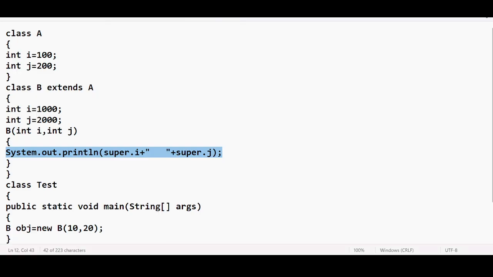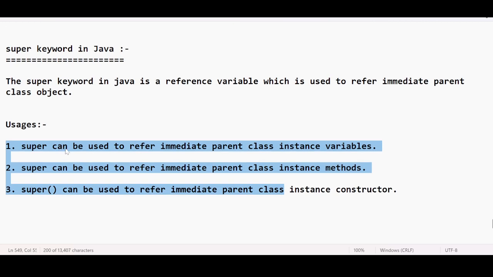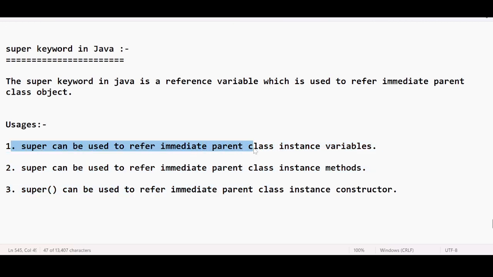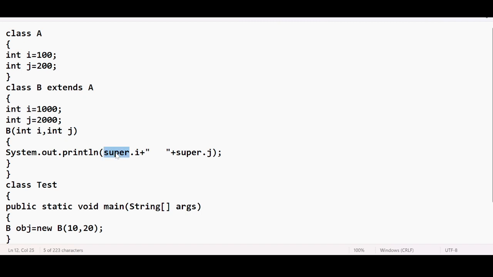Now see the definition. Let us go back to the definition. Super can be used to refer to immediate parent class instance variables. Immediate parent class instance variables. If I use the super keyword, what is the immediate parent class? Which is the parent of A? Which is the parent of B? A is a parent class. What we are referring to, super dot i, means there is a parent class, and there will be a variable i. Print that. super dot j means there is a parent class and there is a variable j. Print that value.